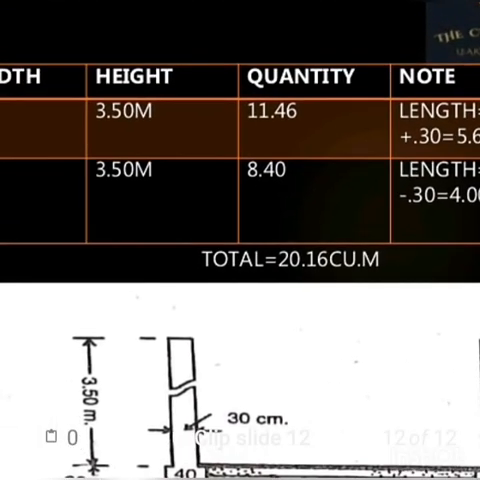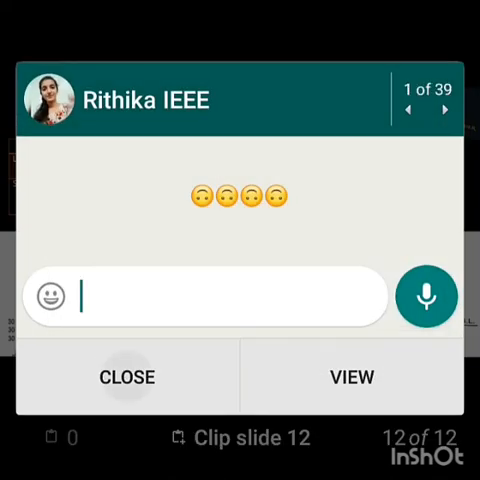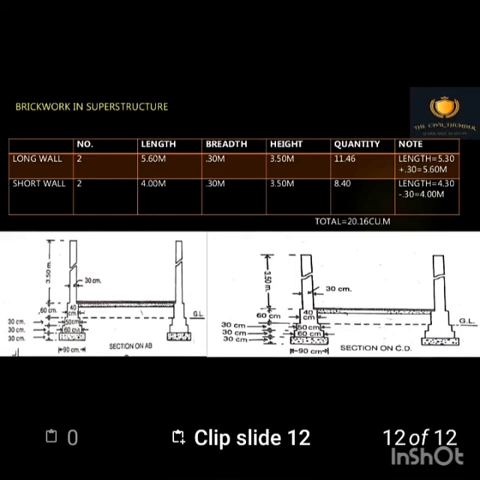Now we are going to calculate all the values. We multiply all the values and we get the quantities as 11.46 cubic meters of brick for long walls in superstructure and 8.4 cubic meters of bricks in short wall construction. And the overall brickwork required in superstructure is equal to 20.16 cubic meters. So that's it about the estimation of the 4 things we have done using the long wall short wall method. I hope you have understood everything. Thank you for bearing with me.